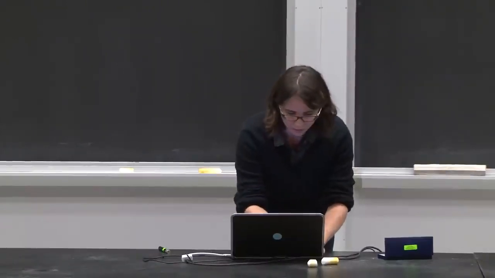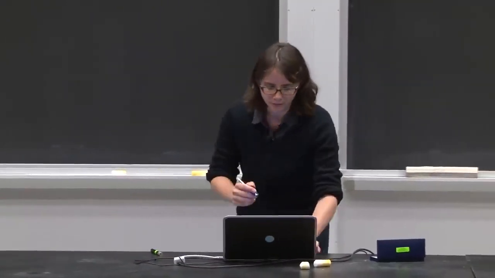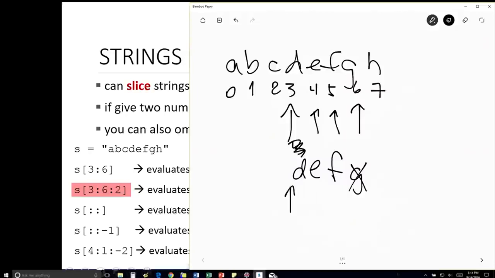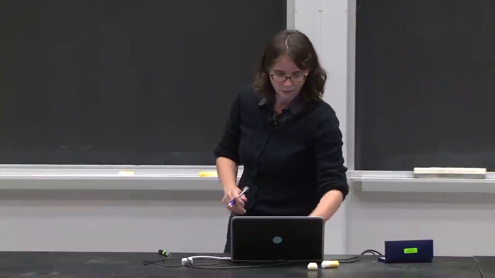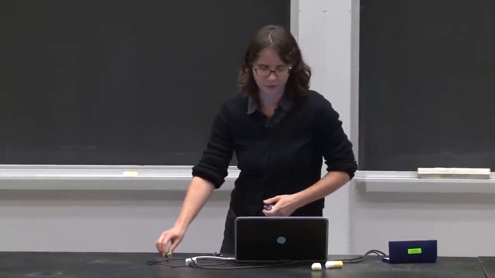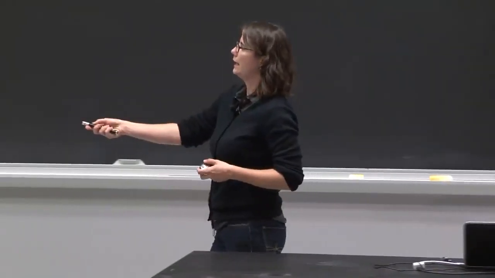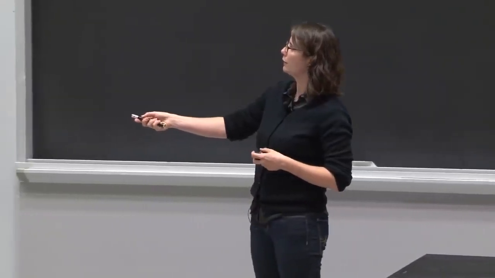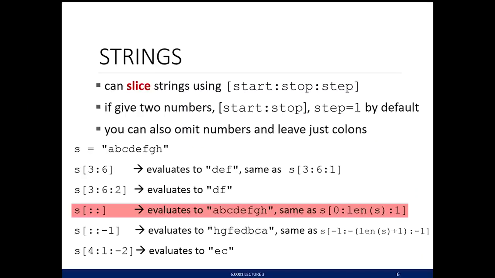The next one here, 3, 6, 2, is going every other one, right? So we start at 3, and then we skip every other one. So we go D, but not E, and then F, and then stop. If you do S and then nothing inside except colons, notice that you're going to have S and then nothing, and then colon, nothing, colon, nothing. So nothing for start, nothing for stop, nothing for step. And that's just going to evaluate to the string itself.